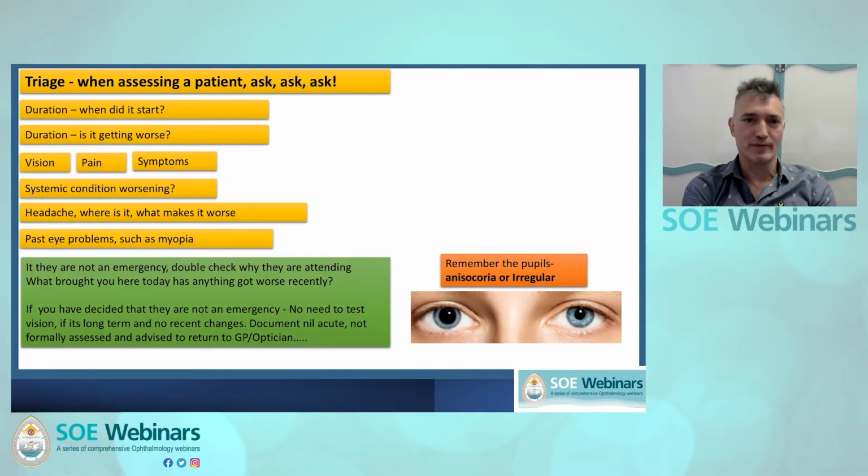If you've got flashes and floaters, generally that might just be a posterior vitreous detachment. But if somebody says they are high myope, have previous retinal detachment, that's going to make your decision much more acute. That's definitely something that needs to be seen fairly quickly.